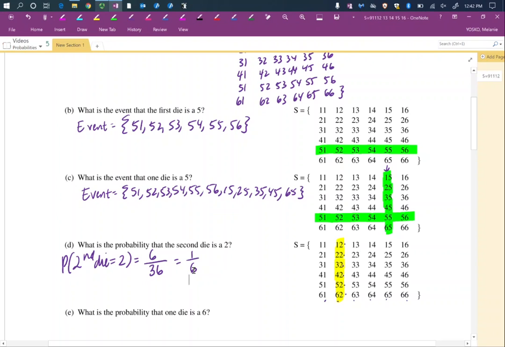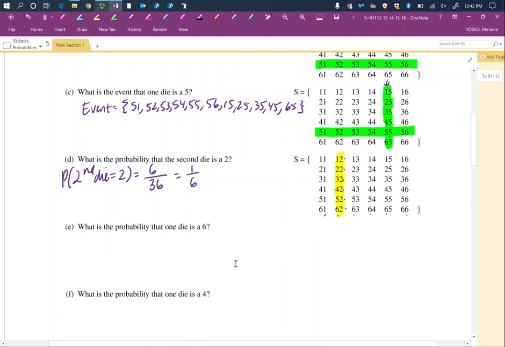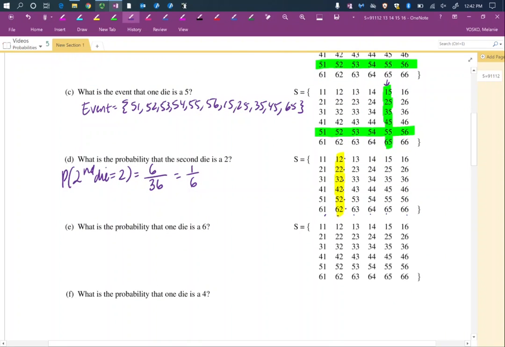What is the probability that one die is a 6? So again, part C, we said, what is the event that one die is a 5? Now we're saying, what is the probability? So our answer needs to be a number. So one die is a 6. Again, that can be either die.